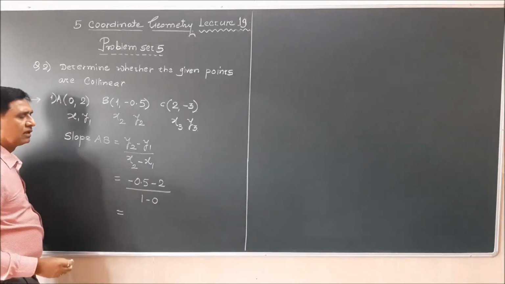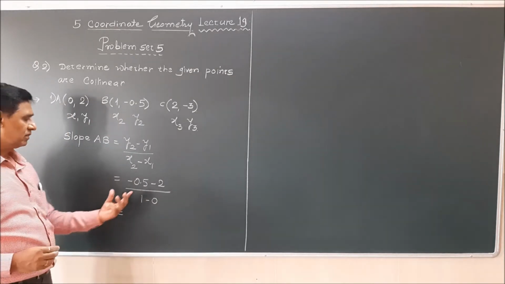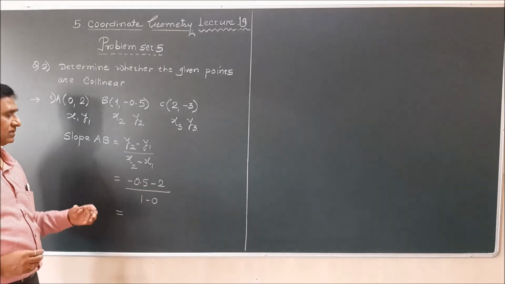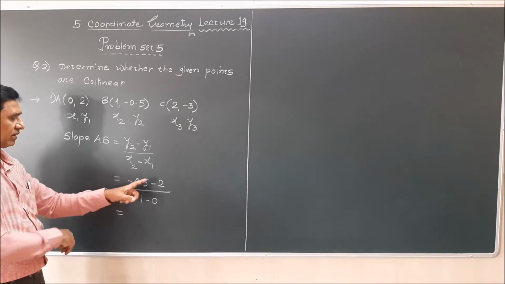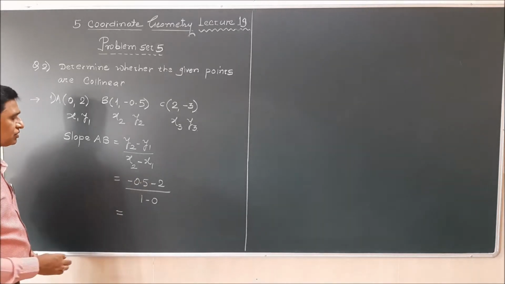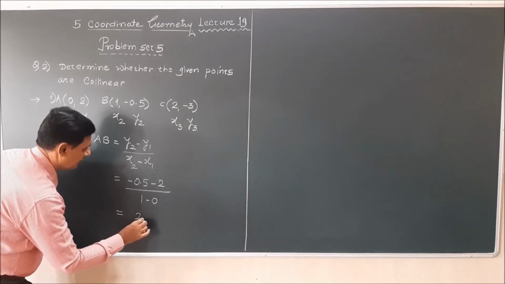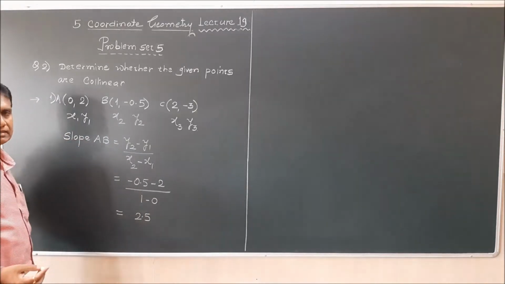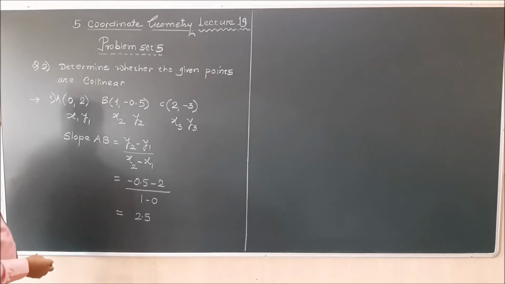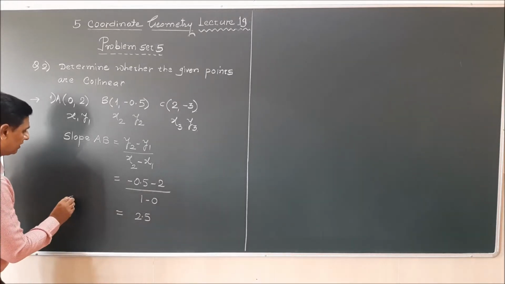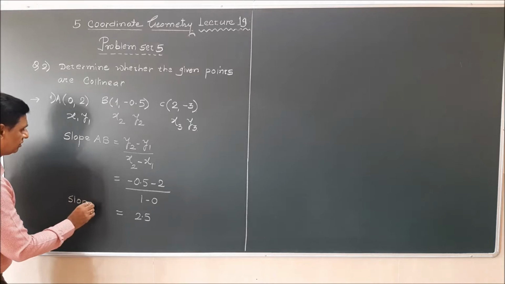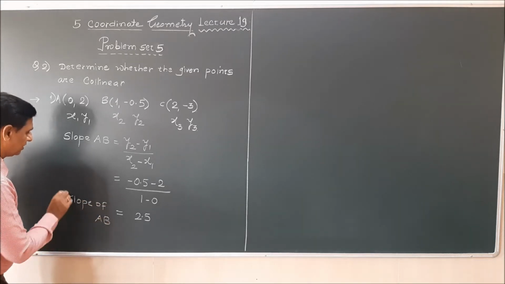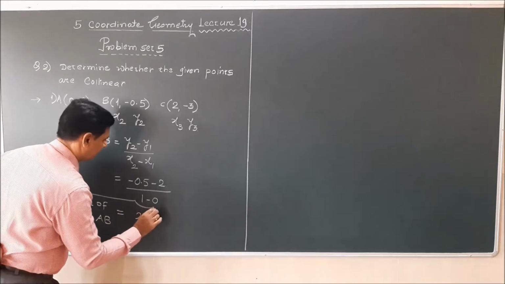Naturally, you all know whenever two numbers are negative, we add them. So minus 0.5 minus 2 will give us minus 2.5. 1 as it is, so no need of writing it. So slope of AB is 2.5. Slope of AB is equal to 2.5.